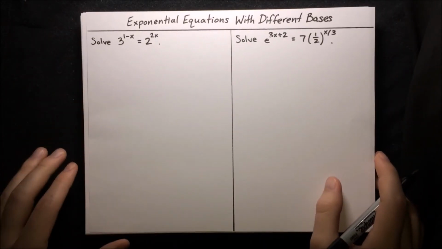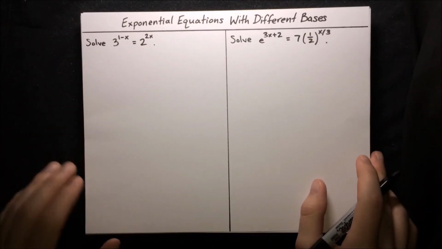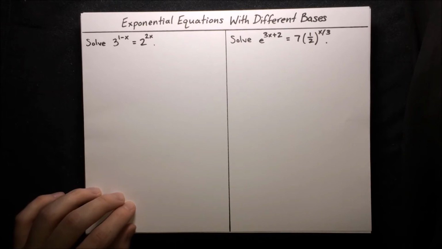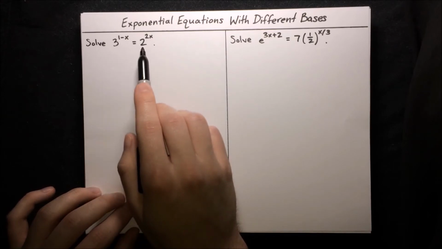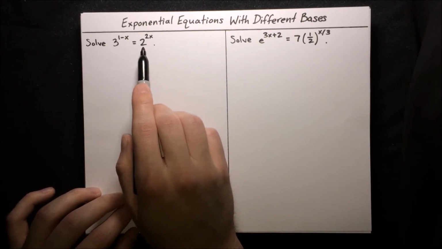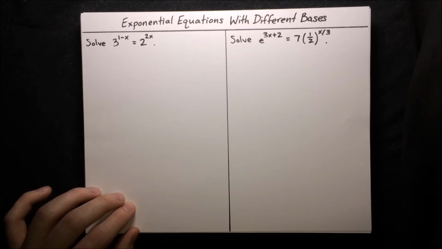Here are some more problems. We'll start with the one on the left. Solve 3 to the power of 1 minus x equals 2 to the 2x. What we've been doing before is we've been looking at the 3 and the 2 here and seeing if we can write them in terms of a common base. But 3 and 2 aren't exponents of a common base, unfortunately. So what do we do now?